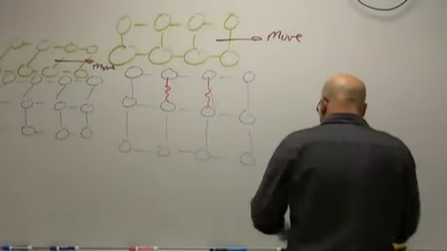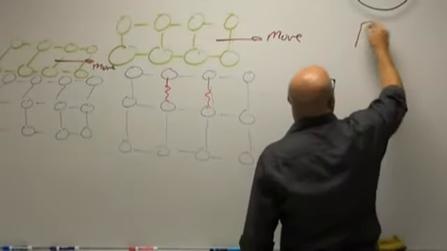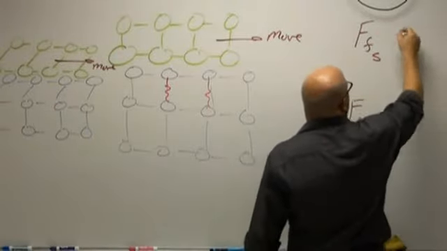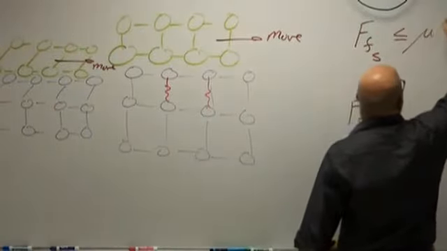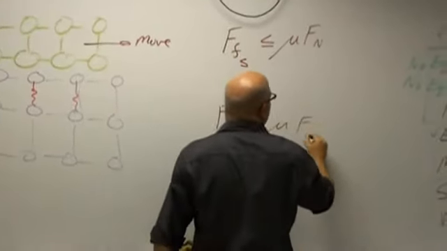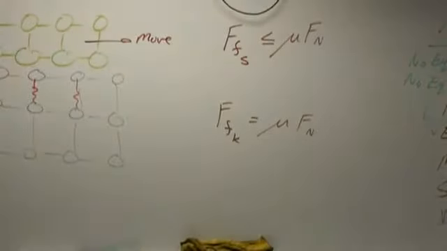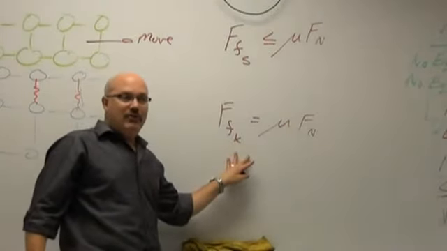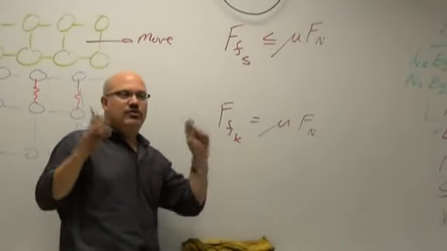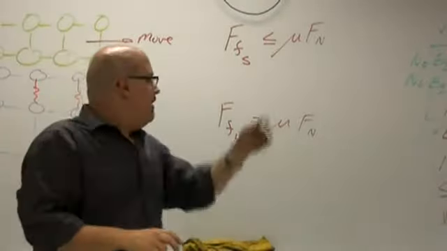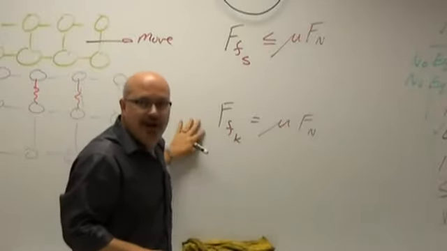All right? And that is this. Force friction static versus force friction kinetic. Less than or equal to mu force normal. All right, so let's talk about these two. This is only having to do with friction due to solid objects sliding past each other. Okay, let's get that straight. Solid objects sliding past each other.